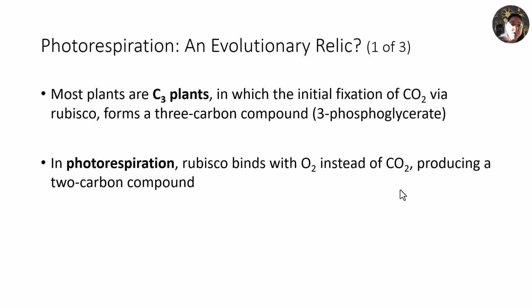So most plants are what are called C3 plants. So that initial fixation of carbon dioxide via rubisco, that enzyme, it forms a 3-carbon compound. So that's why it's C3 plants, because at this point it forms a 3-carbon compound, the 3-phosphoglycerate. In photorespiration, rubisco binds with oxygen instead of carbon dioxide, and so this produces a 2-carbon compound.